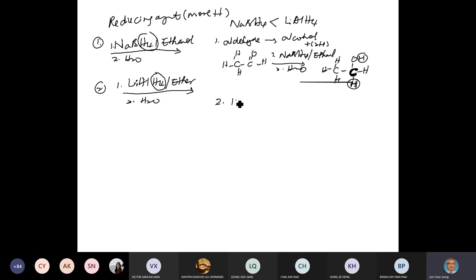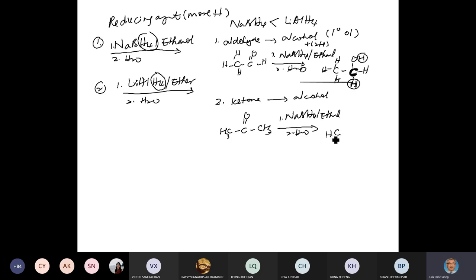Number two, ketone also forms alcohol. Just now we know we can form primary alcohol, but this time from ketone. Give a very famous ketone that you know, propanone. You still use the same way, NaBH4, ethanol, then followed by water. How many H should be attached? Is it the same as aldehyde, 2H? Yes. Which are the 2H? H number 1 here, H number 2 here. So finally they are able to form a secondary alcohol. Keep that in your mind.